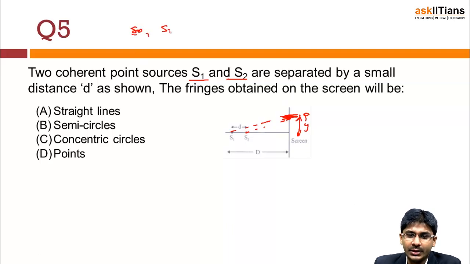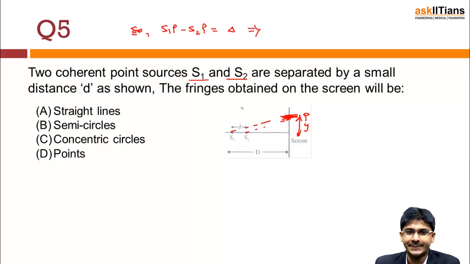So S1P minus S2P is the path difference. Let's denote this by delta. Now this delta could be anything. When it is an integral multiple of lambda, you will have maxima, otherwise you will have minima.